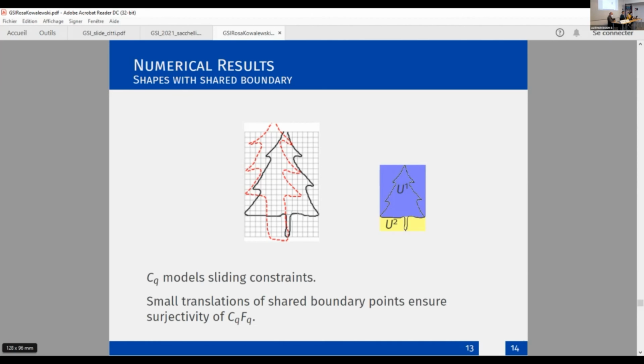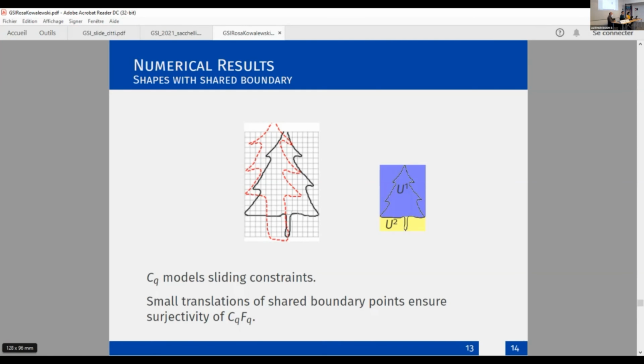So in this case, we need another type of constraints in order to make it possible to have this expanding and this shrinking deformation right next to each other. So we use sliding constraints, which are defined by forcing the normal components of the velocities of the shared boundary points to be equal, while the tangent components can differ.